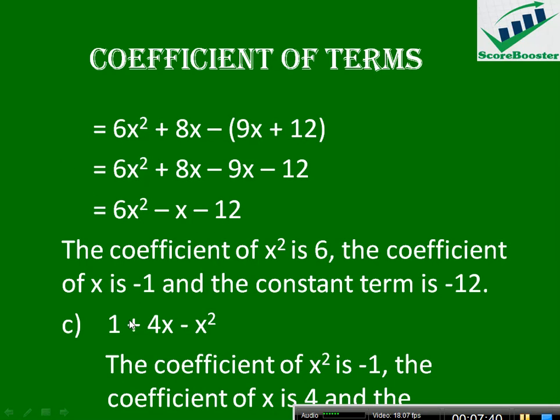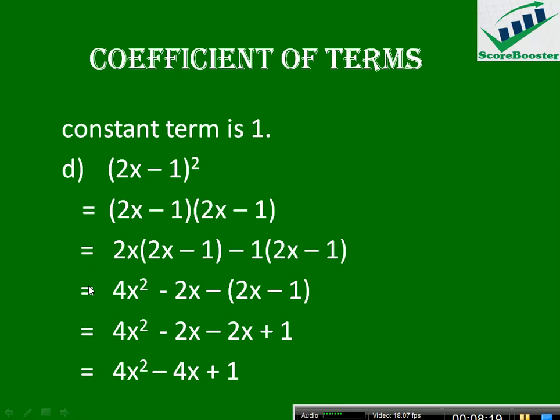Now the third question, 1 plus 4x minus x squared. Here, the coefficient of x squared will give you minus 1. The coefficient of x is 4 and the constant term is 1. I hope that is understood. Minus 1 multiplied by x squared is the same thing as writing minus 1 x squared. So when you have to write the coefficient, you just pick out the number that is multiplying it, which is what? Minus 1. Here, 4 is multiplying x. 4 is the number before x, which means the coefficient of x is 4, and then the constant term is 1.